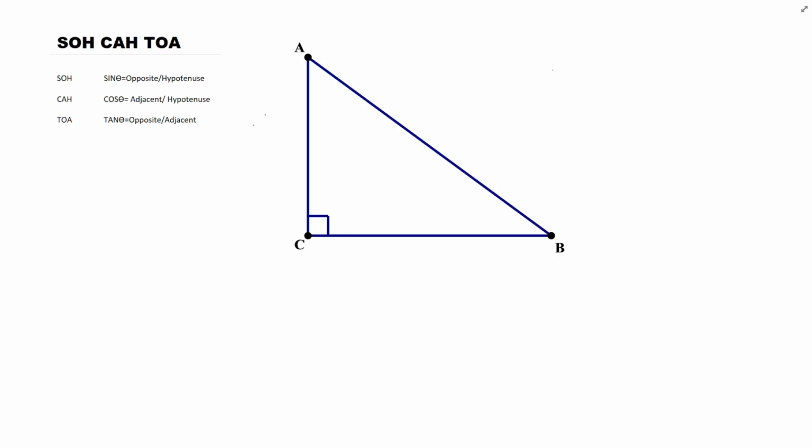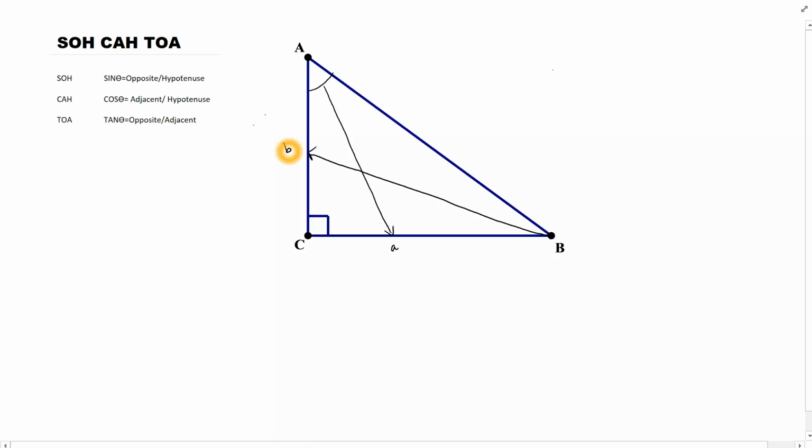angle. So for example, A has an opposite side, which is lowercase a. Angle B has an opposite side, which is equal to b lowercase. And C has an opposite side, lowercase c. So we will have to know what opposite, hypotenuse, and adjacent mean.